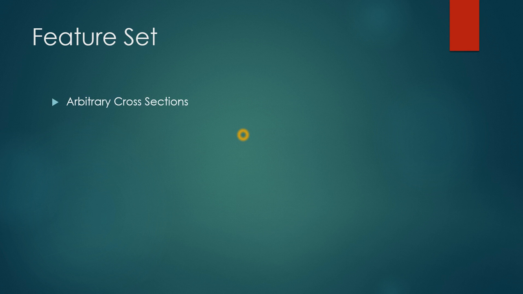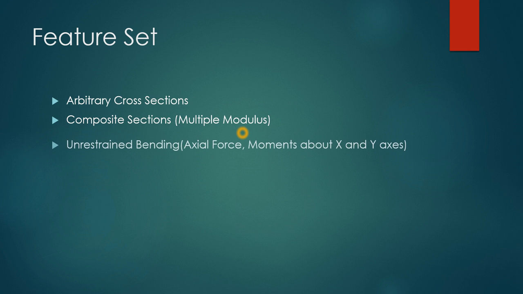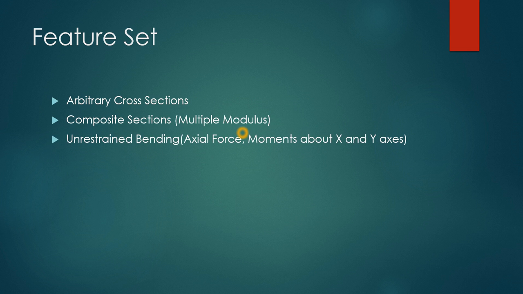The features: it works on any section that you build. In Structures Office, it handles multiple materials, beams constructed of, say, steel and wood. It does unrestrained bending, which is axial force and moments about the x and y axes. It does restrained bending, where the neutral axis angle is fixed.